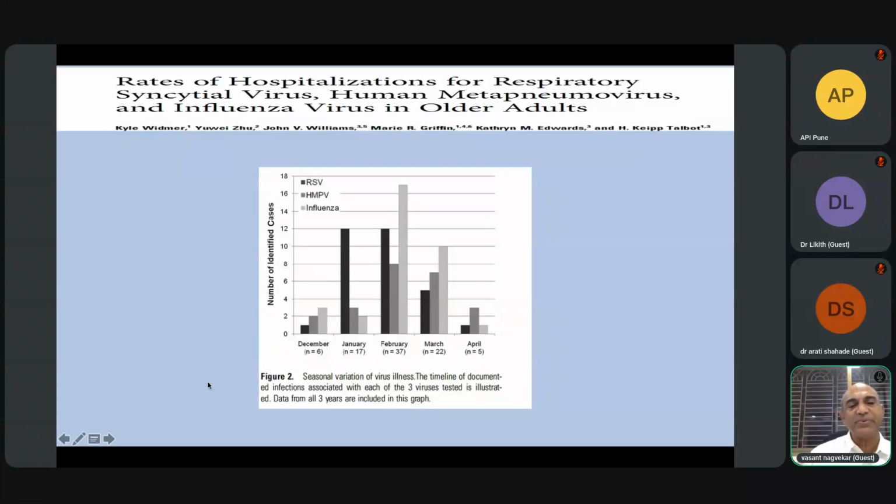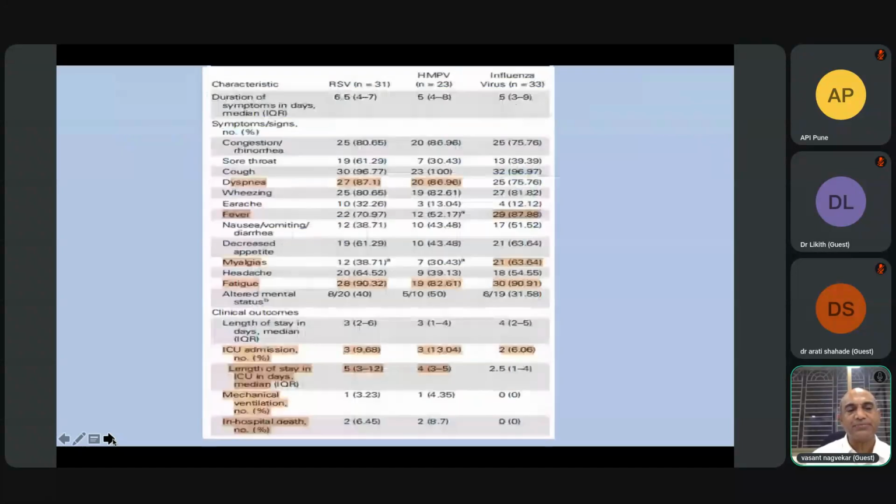It is always respiratory syncytial virus first to come, followed by human metapneumovirus and influenza simultaneously, or maybe influenza subsequently, which predominates. But to begin with, in early winter it's always respiratory syncytial virus, followed by human metapneumovirus.